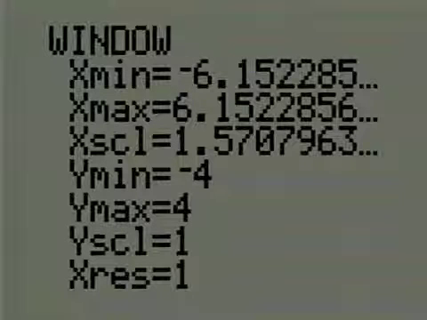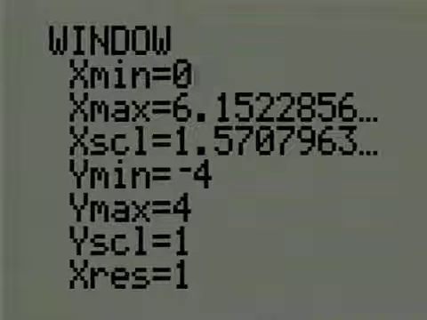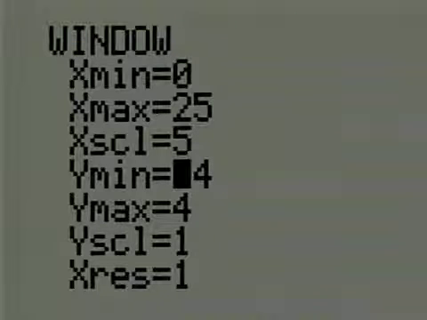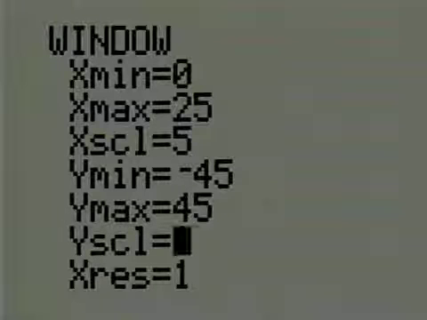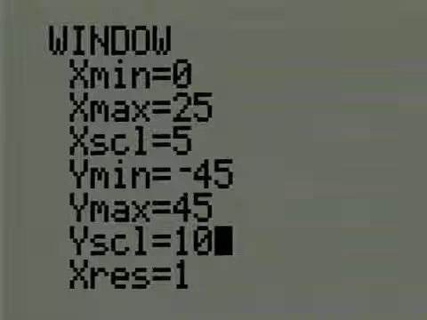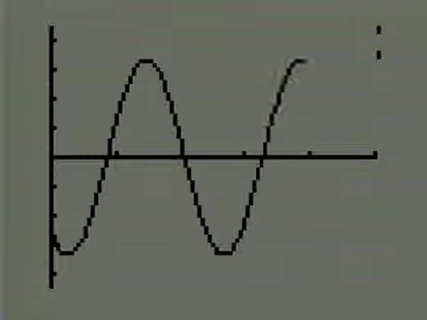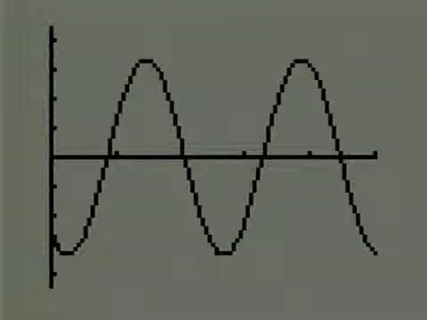We want to change it so that the x min is 0, the x max is 25, an x scale of +5. The y min we want to be -45, the y max +45, and we'll use a Y scale of 10. Now I will press the graph key on the calculator, and it will draw our graph for us. Now, let's see if we can identify what the amplitude is.